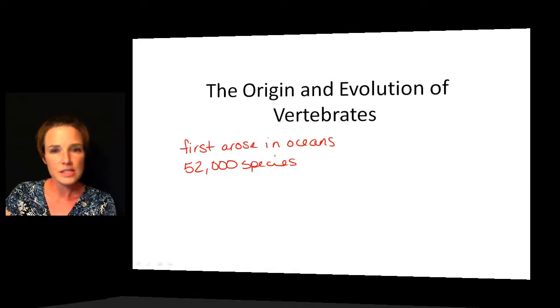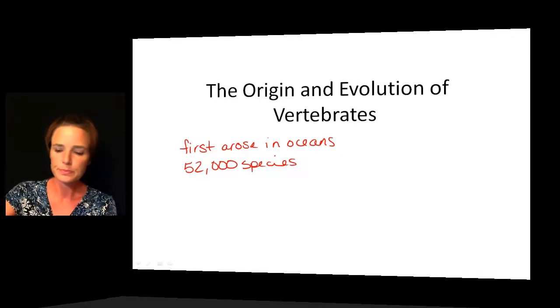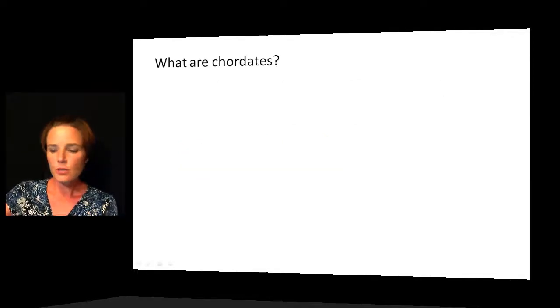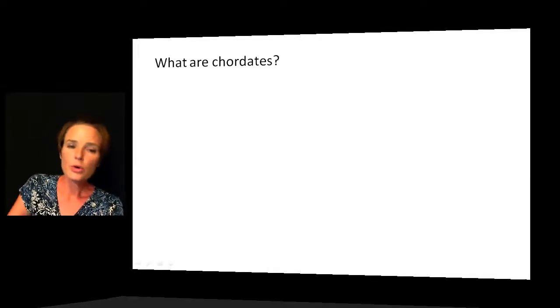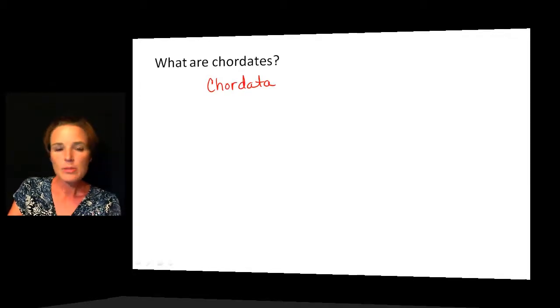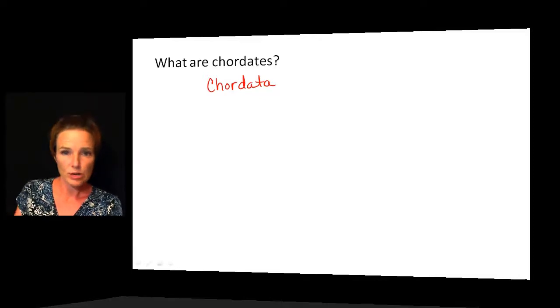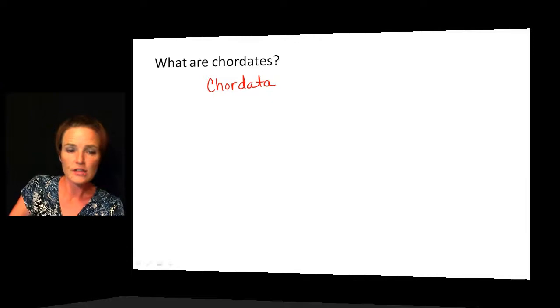So there's a lot fewer of these, but overall, they're going to be more familiar animals to us because they are much larger animals in a lot of cases, and many of them are going to be terrestrial. So first off, we're going to be talking about chordates, and we want to know, what are chordates? Well, chordates are animals that are part of the phylum Chordata. And what makes them Chordata, we're going to go through a number of the characteristics or derived characteristics that we find here in this phylum.